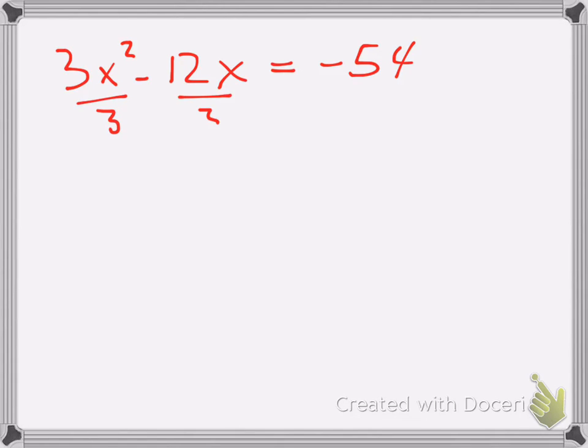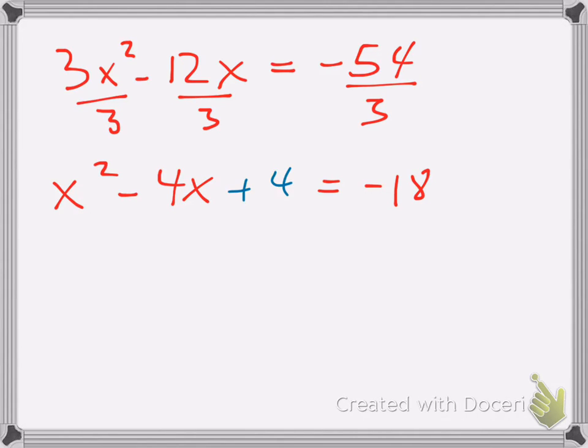If we divide everything by 3, that gives us x squared minus 4x equals negative 54 divided by 3. Negative 18. Good. It's an integer. That's great. Then we got to take half of negative 4 and square that. That gives us what? 4. Positive 4 to both sides. Now the left side will factor as x minus 2 squared equals negative 14.